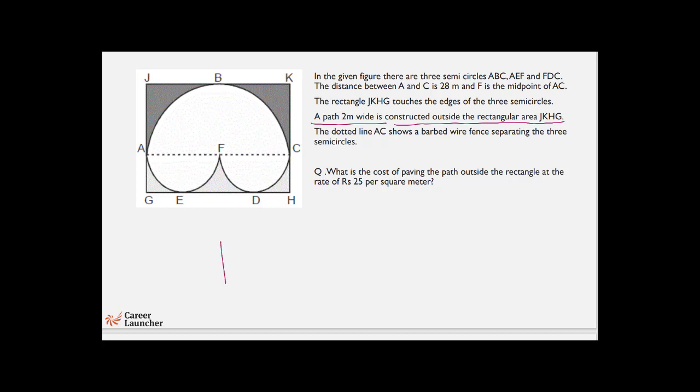Now we have one rectangle, JKHG, which has the dimension 28 into 21, and there is an outer rectangle which is created by the pathway. The pathway is 2 meter wide. Let's say this outer rectangle is PQRS.